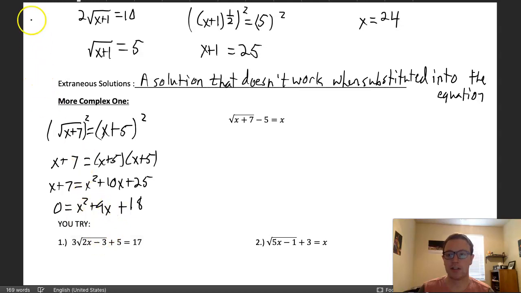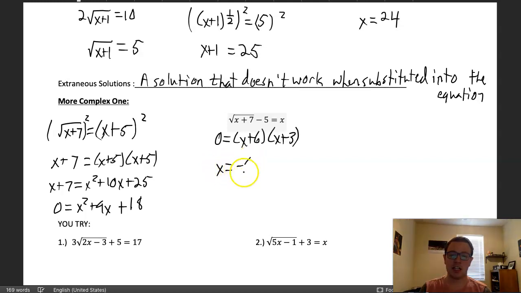and then we'll just factor this. When we factor this, we'll see that 0 is equal to x plus 6 times x plus 3. Right? In other words, we're just looking for factors of 18. We can use a shorthand. Our possible solutions are x is equal to negative 6 and x is equal to negative 3. Now here comes the tricky part of this problem.